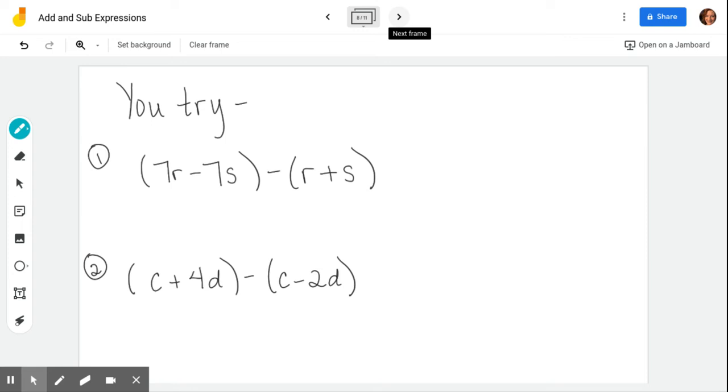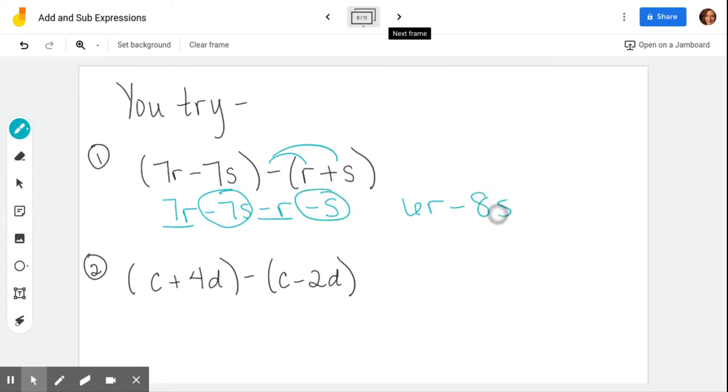So on the first one, nothing in front of the parentheses, just leaves me with the 7r minus 7s, just like it says. I'm going to change the sign. So that's going to become a -r and a -s since they were positive in the beginning. 7r minus r is 6r. Minus 7s minus s is -8s.